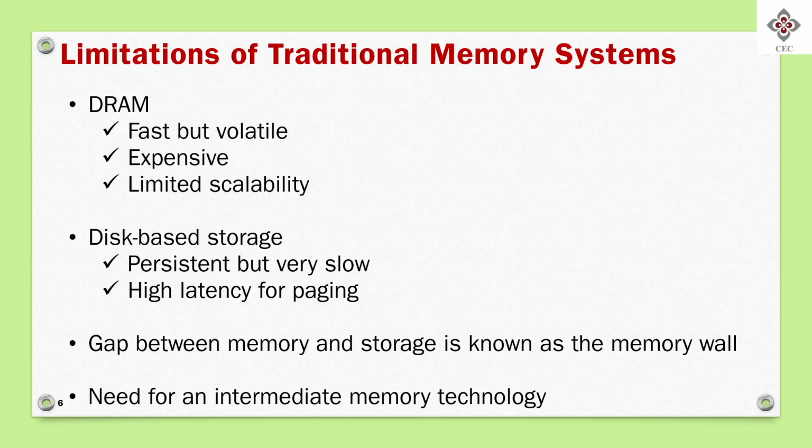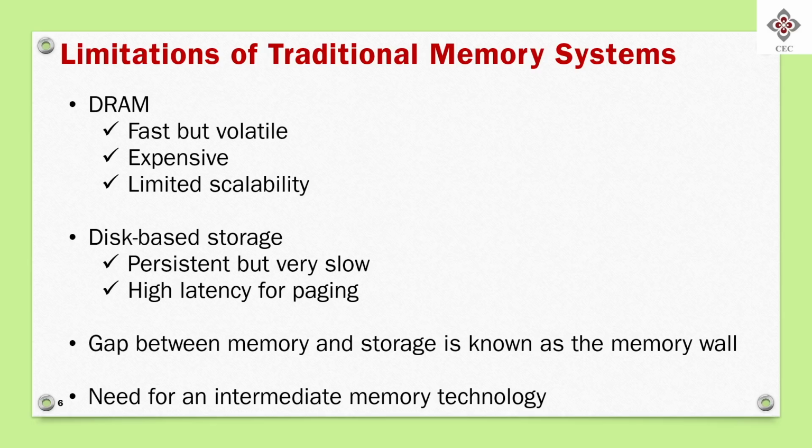Then we go for disk based storage, which is persistent but a very slow process. We can store the data for a long time, but retrieving data from that persistent storage is very slow, with high latency for paging. Paging is the process where we have to find the respective page which the CPU is currently seeking. If the page is in the secondary memory, the disk based storage, then swapping it from the disk based storage device to the current place where the page is required will take a lot of time. So, it is a high latency job.